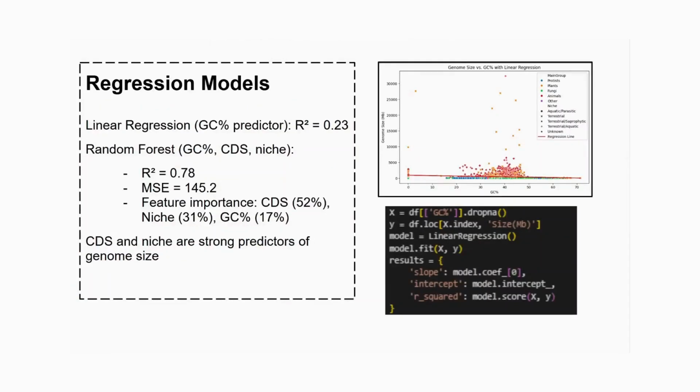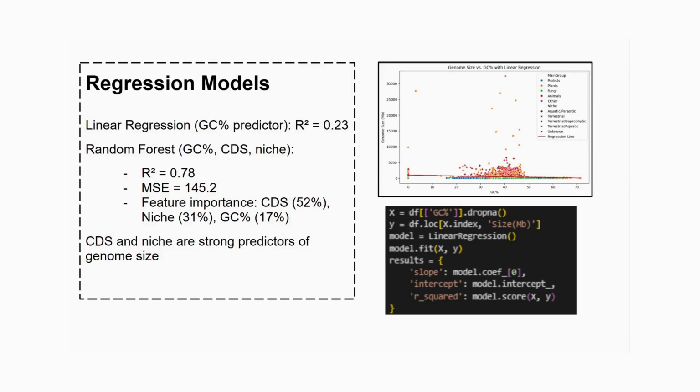Moving on to the regression models, we started with linear regression using GC percentage to predict genome size. But it wasn't very effective. As we can see, R squared was only 0.23. So to solve this problem, we used a random forest regression model that included GC percentage, CDS count, and ecological niche, rather than just depending on the GC percentage.